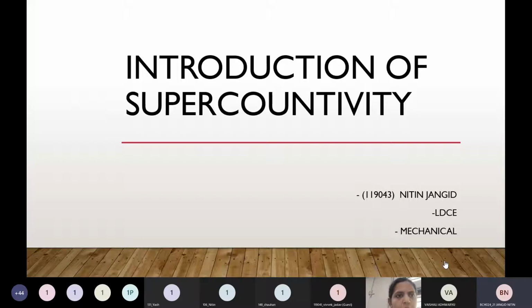Today me and my colleagues are going to present you all about superconductivity. So first of all, before going to superconductivity, we should recall what conductors and superconductors are, and then we will jump to superconductivity.